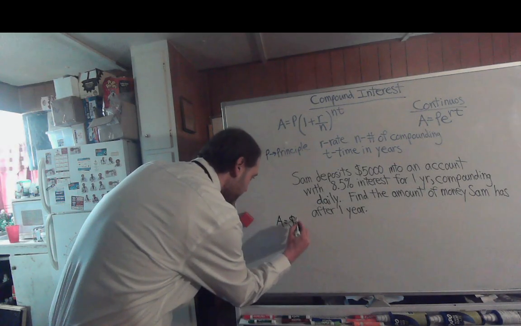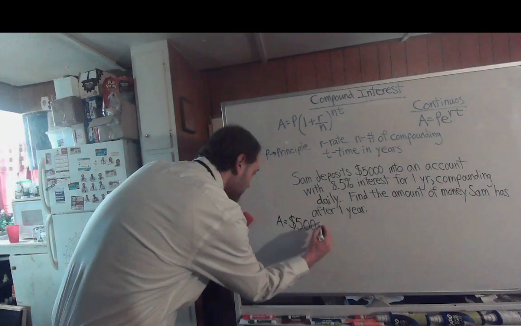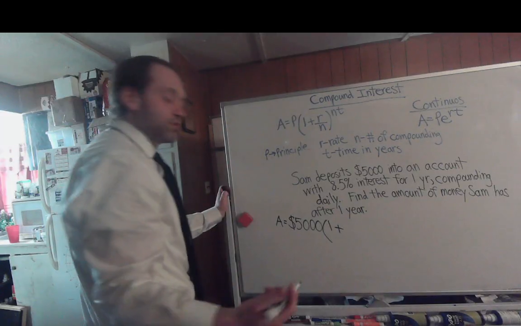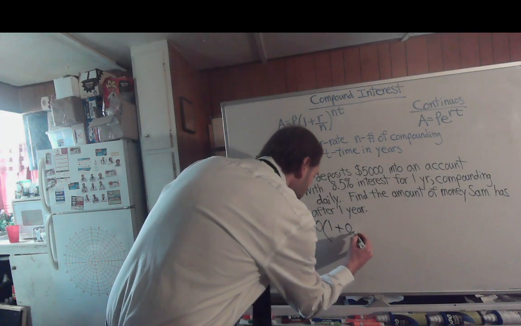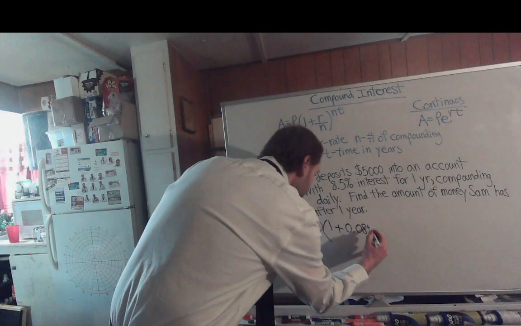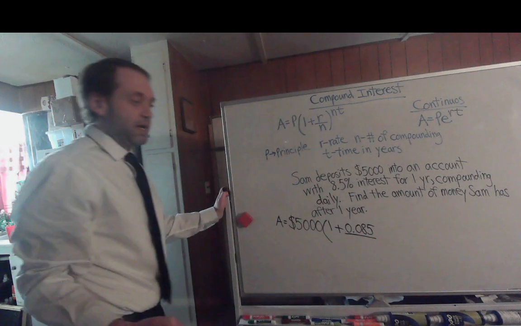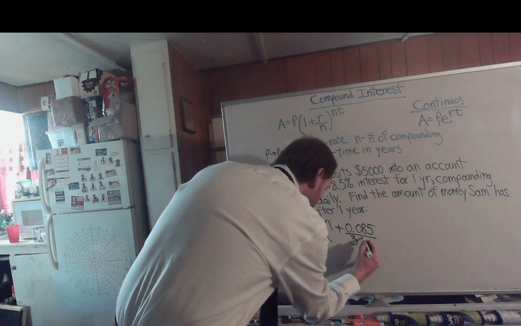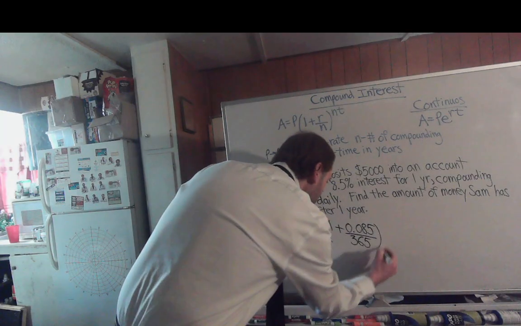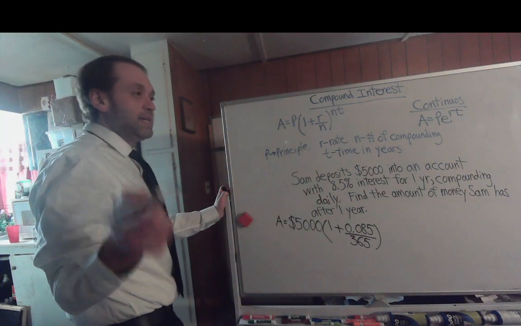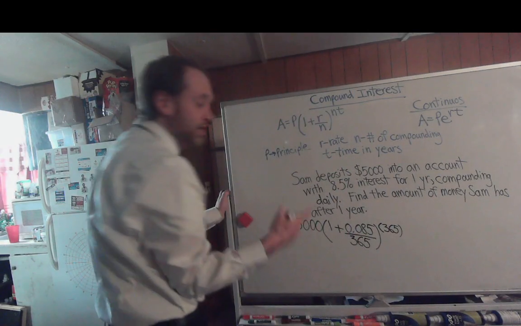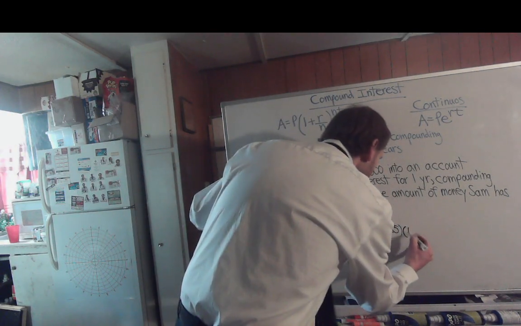That's still $5,000 times that 1 plus that rate of 8.5%, which would be 0.085, divided by the number of compoundings. Well, if it compounds daily, that's 365 compoundings in the year. All that raised to the nt power. With the number of compoundings, that's 365 times the time in years, which is 1 year.